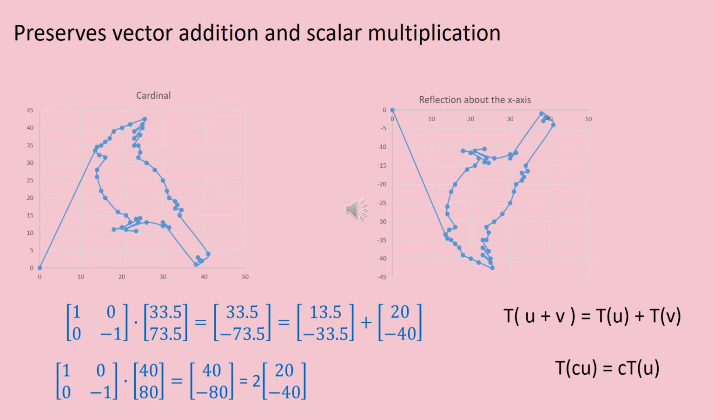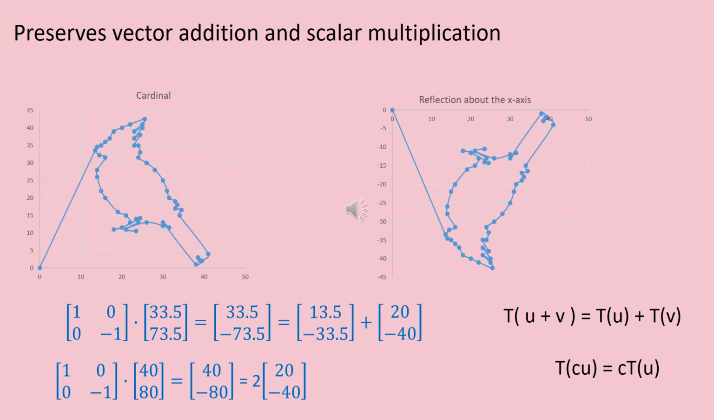Reflections about the x-axis do preserve vector addition and scalar multiplication. Here I have added those two original points together to get 33.5 for x and 73.5 for y. When I apply the transformation, I get 33.5 for x and negative 73.5 for y, and that's equal to adding those two other transformation points together, the two image points. So 13.5, negative 33.5 added to 20, negative 40 gives me that same point. So T of u plus v is the same as T of u plus T of v.